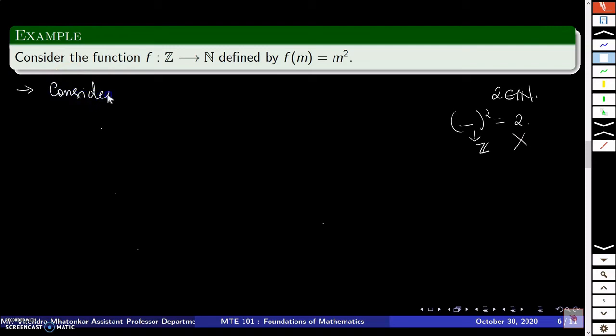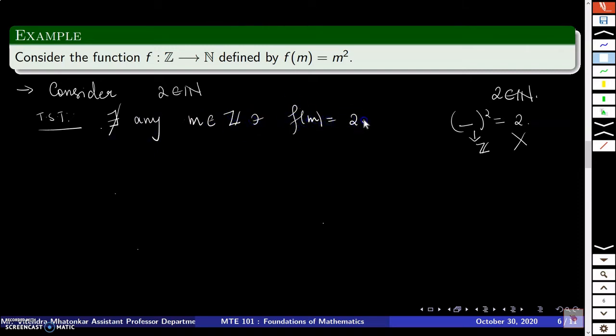Okay, so consider a point 2 in the set of natural numbers. What we will do is show that there does not exist any point m in Z such that f of m is equal to 2, right? There is no point in Z whose square is equal to 2, that is f of m is equal to 2. This is what we have to show.